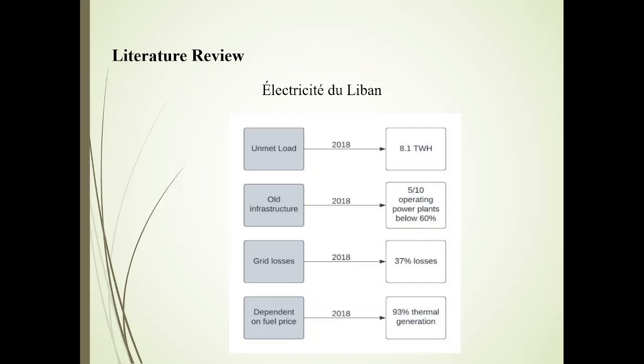It is functioning now on half the number of power plants, 5 out of 10, and those 5 power plants have only 60% capacity. Overall, the Lebanese electricity depends heavily on fossil fuels, 93%, which also depends on oil prices, resulting in 8.1 terawatt-hour of unmet load.